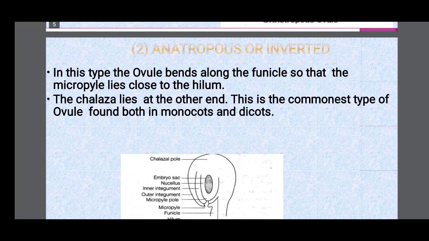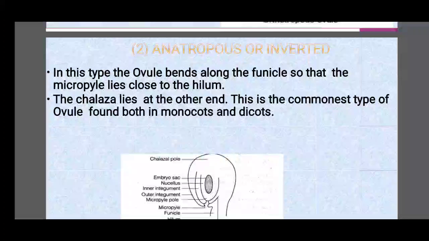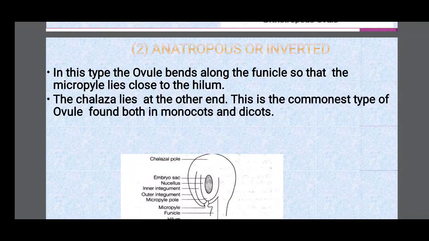Second one, anatropous or inverted ovule. In this type, the ovule bends along the funicle so that the micropyle lies close to the hilum. Hilum means the funicle-attached area. So the chalaza lies at the other end. This is the commonest type of ovule found both in monocots and dicots.